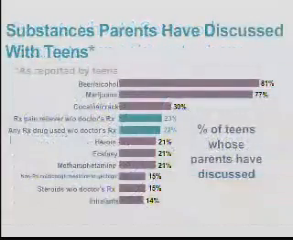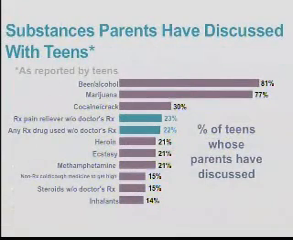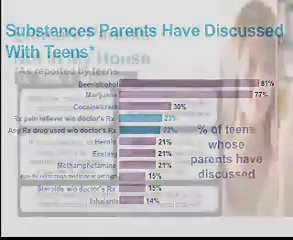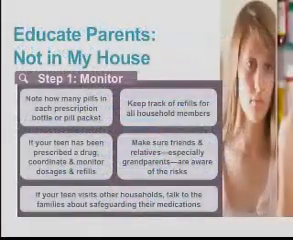So you can see from this slide what the parents have talked with their teens about. While 81% of the teens reported that their parents have discussed beer or alcohol with them, only 77% have discussed marijuana use with them, and only 23% reported that their parents have discussed use of prescription pain relievers without a doctor's prescription. So educate the parents that it shouldn't happen in their house. So there's a 3-step plan for that.